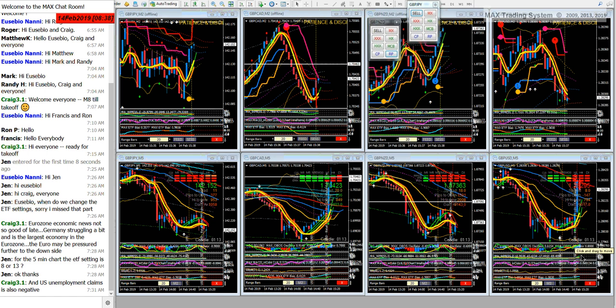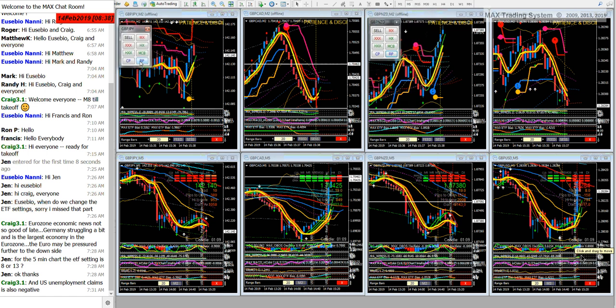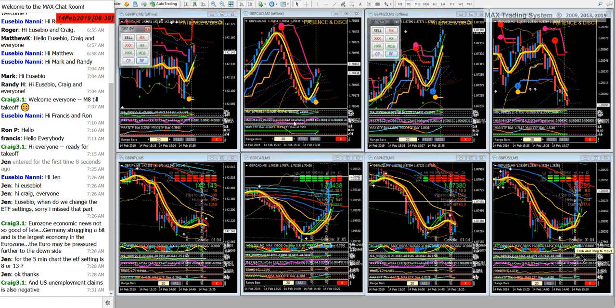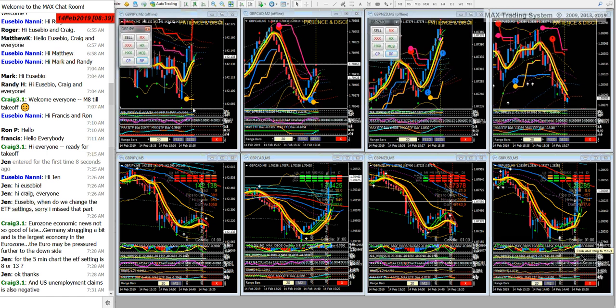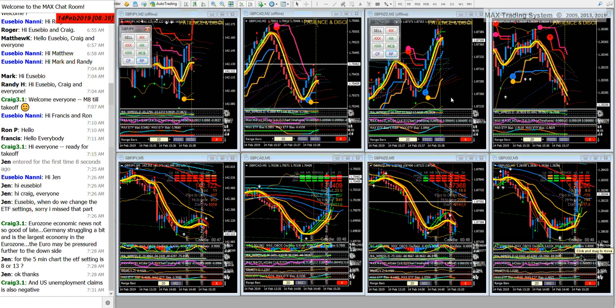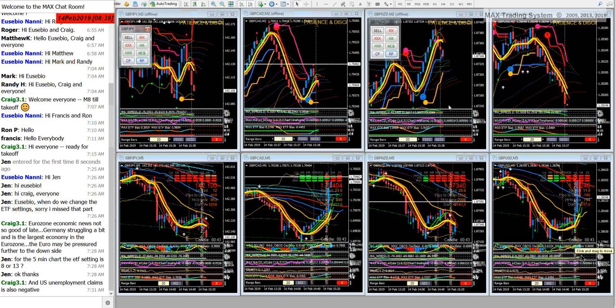Okay, now let's wait for an entry setup. So a short entry setup on the pound yen, and also a long entry setup on the pound Kiwi. That's strange. The Kiwi is strong, so I will look for a short setup on the pound Kiwi too. So I need to wait for the trend to reverse here.